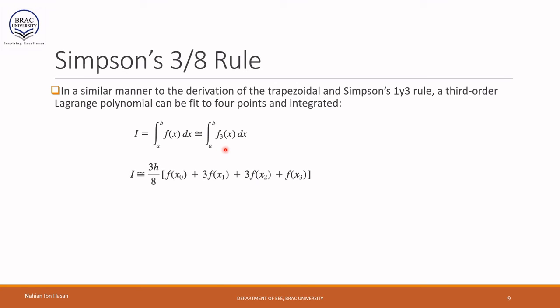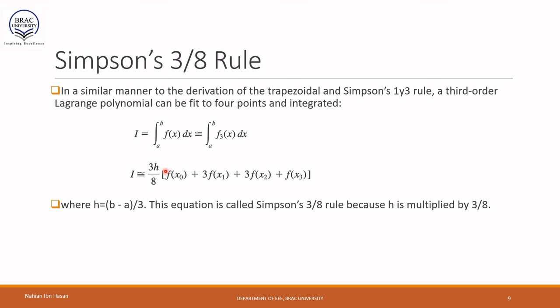If you simply put in the values of the third order Lagrange polynomial and simplify the equation, you will get this form of equation. So this is Simpson's 3/8 rule. Why? Because we have a multiplicative factor of 3/8. That's why it is called Simpson's 3/8 rule. Now, if you put in the value of h, which is b minus a divided by 3.